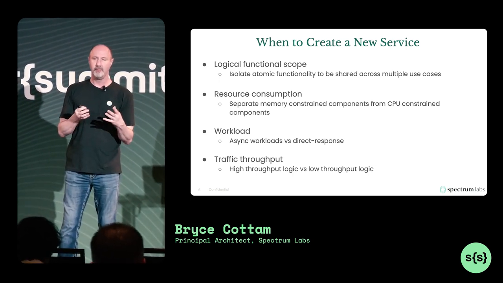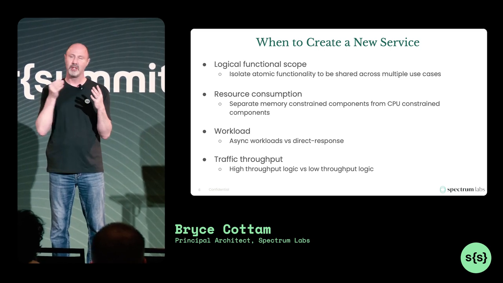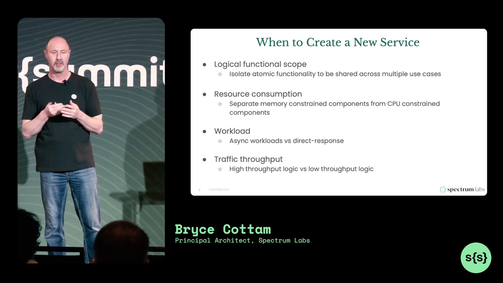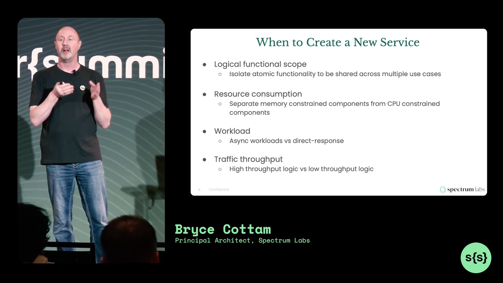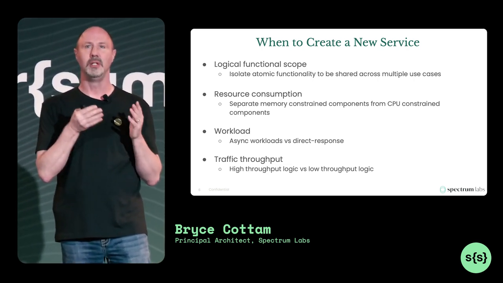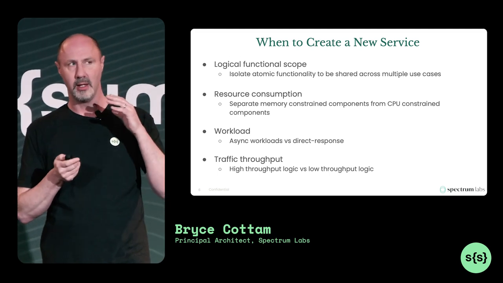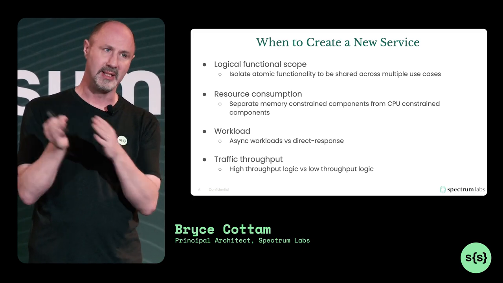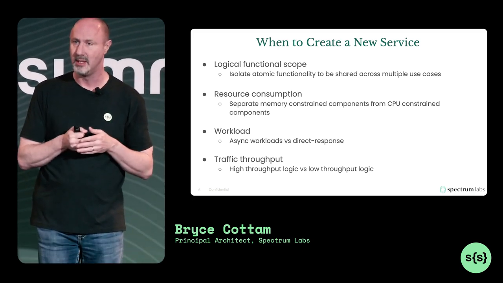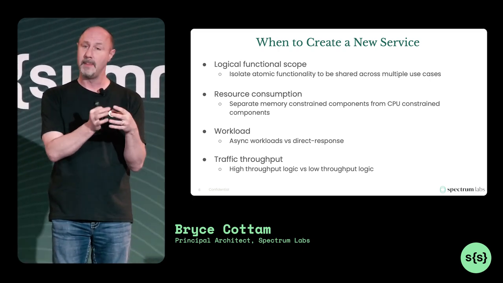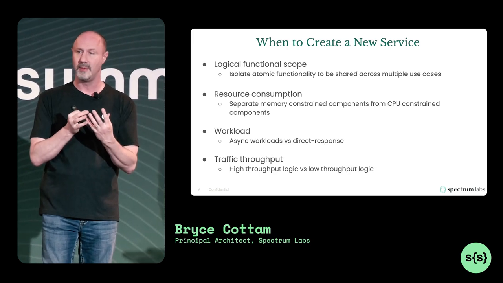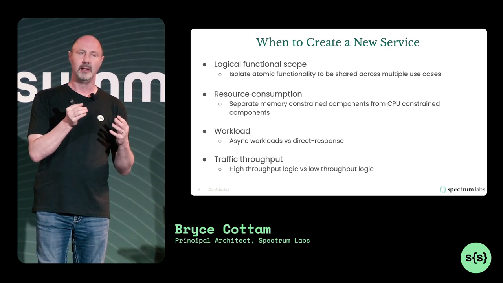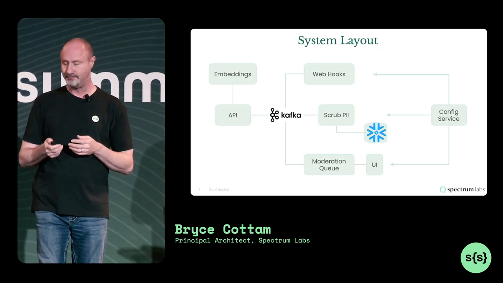The last one that I'll bring up is traffic throughput. If there's a portion of your code that gets used for every single message that you deal with, or every single request that comes into your system, that's getting a lot of usage in your traffic. And if another component is applied to just 10% of those messages, you can probably carve off that 10% piece that's not used very often and isolate its resource consumption somewhere else.